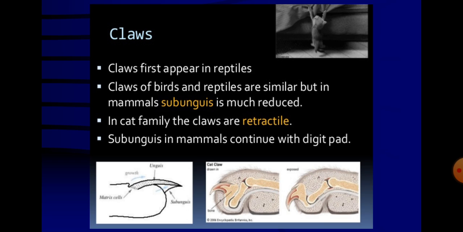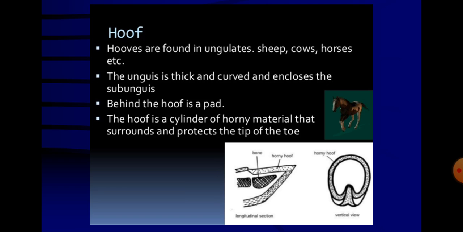Subunguis in mammals continues with the digit pad. Hoofs are also derivatives of the skin, and they are found in ungulates: sheep, cows, horses, etc. The unguis is thick and curved and encloses the subunguis. Behind the hoof is a pad. The hoof is a cylindrical horny material that surrounds and protects the tip of the toe. Hooves of horses, everyone has seen, even of cows, buffaloes.